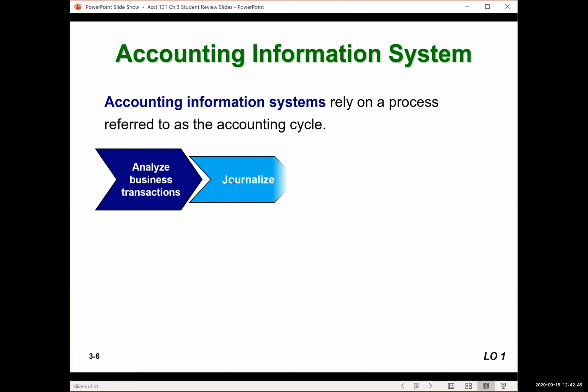The next step of our accounting cycle is to journalize those transactions. And in each journal entry, we want to include the date of the transaction, the accounts that are being impacted, and whether the impact is a debit or a credit to each account.